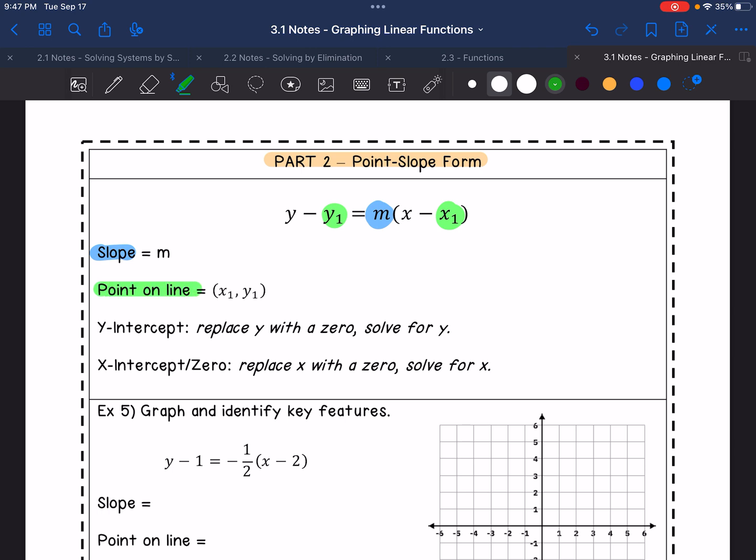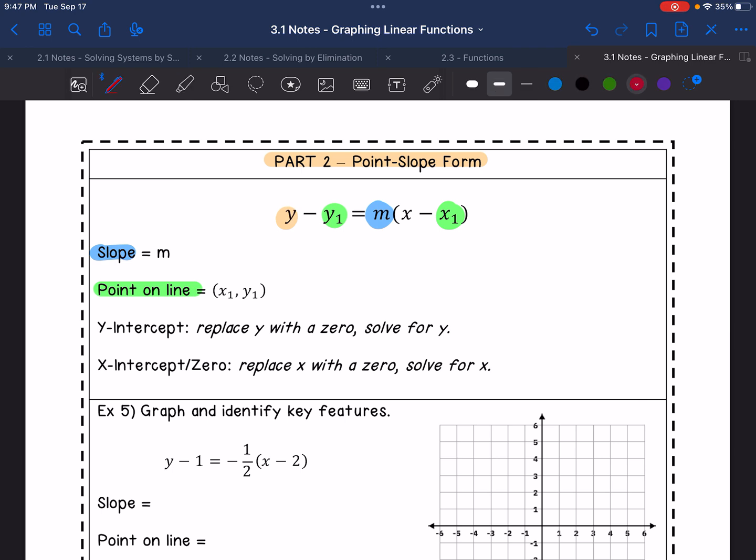Whenever we write down our point, it's going to be the opposite signs of what you see from the equation because the equation has minus signs built into it. And then to find the y-intercept and the x-intercept, we've got to replace our values with a 0. So if it's a y-intercept, we're going to replace the regular y with a 0, and then solve it out for x.